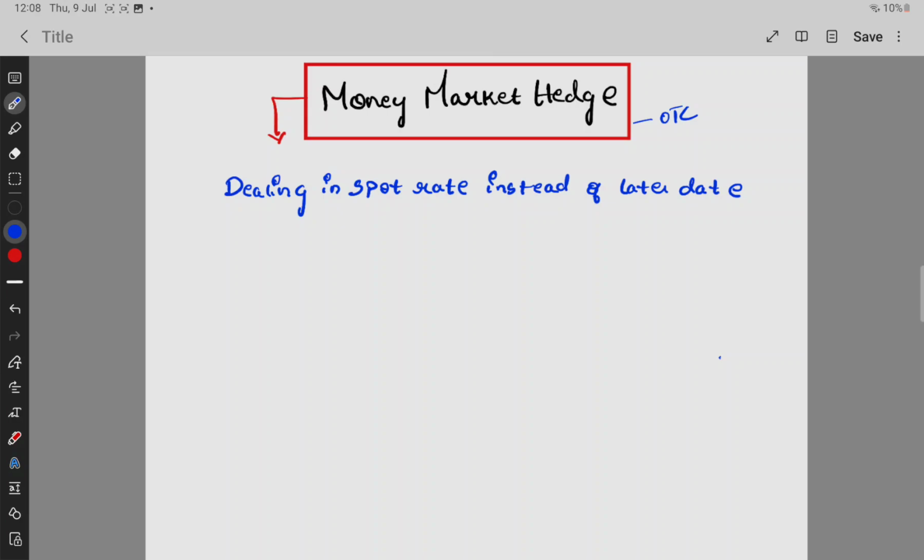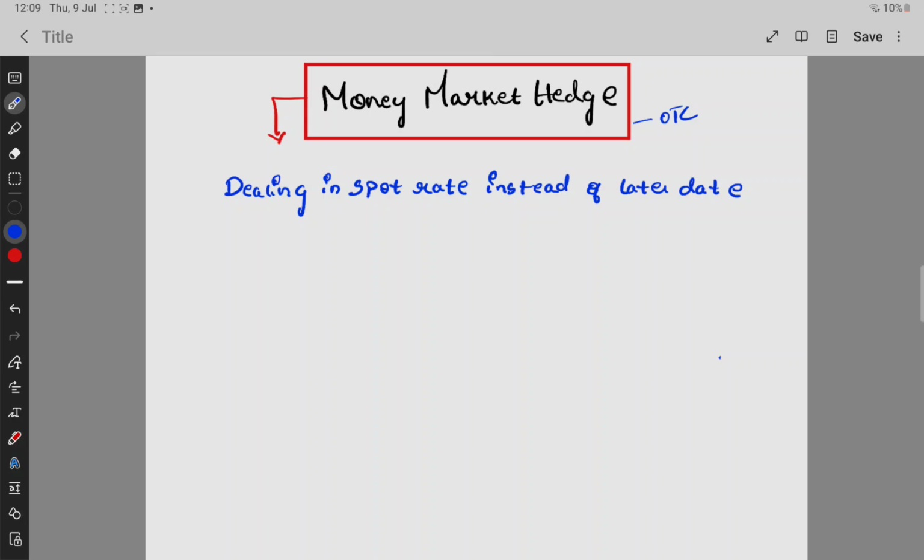What is money market hedge? It's an OTC instrument. That means you can go to any bank or financial institution and do this hedging technique. What exactly are we trying to do in this technique? We are trying to deal at the spot rate instead of a later date. That means we are avoiding the future exchange rate uncertainty. I don't know what the exchange rate will be in the future, and that is what foreign exchange risk means. So I am dealing at the spot rate only, that means dealing today instead of in the future.